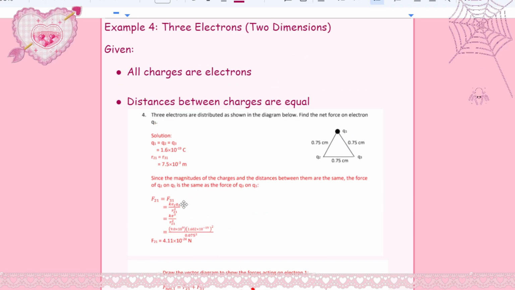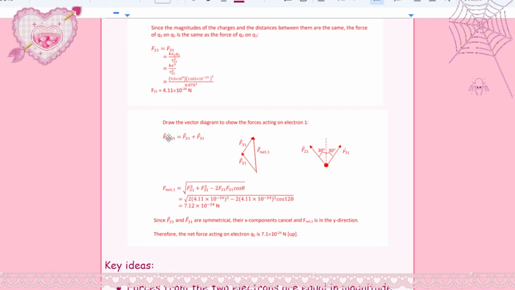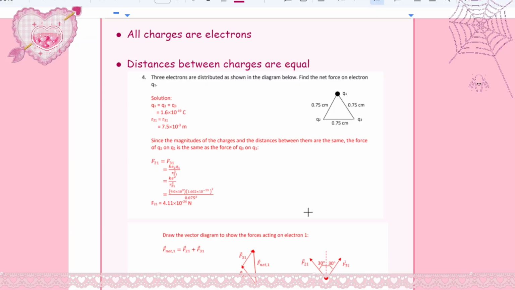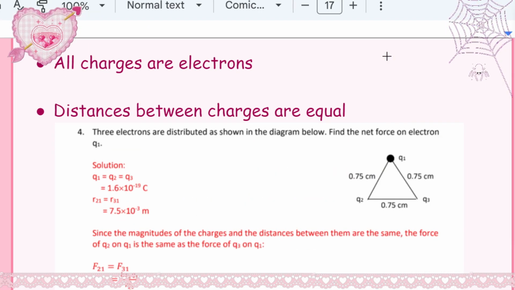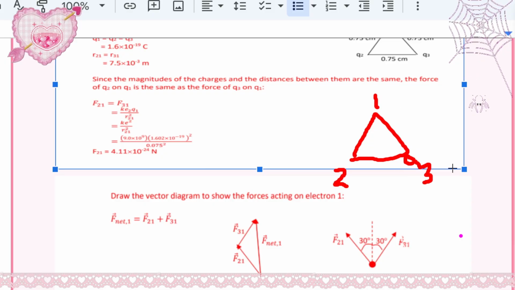And all we have to do is plug in our values, and we are going to find the magnitude of the forces. Now, what we want to do is figure out what the net force is, and now we have to consider our dreaded angles. So let's look at this triangle really quickly. Okay, so we have 1, 2, 3, right? And we know they're all going to be positive, so we want to see how it is acting on electron 1. Q3 is going to be pushing this way, Q2 is going to be pushing that way. Now, how do we know these angles? How the heck do we know that?